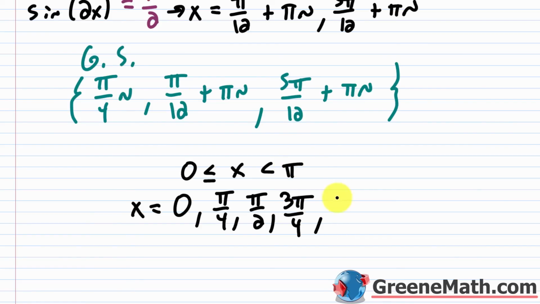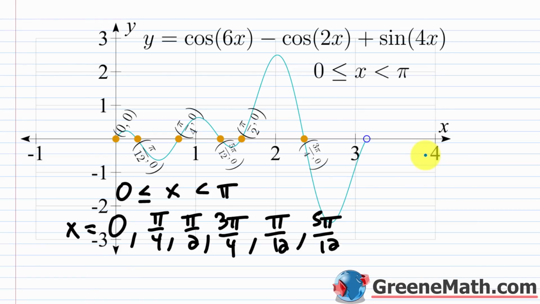And then these, you would have pi over 12 if you plugged in a 0 there. And then if you add pi, you're not going to be in this interval. So then this one, I would have 5 pi over 12. Again, if I add pi, I'm not going to be in this interval. So these are your solutions in this interval. So 0, pi over 4, pi over 2, 3 pi over 4, pi over 12, and then 5 pi over 12.